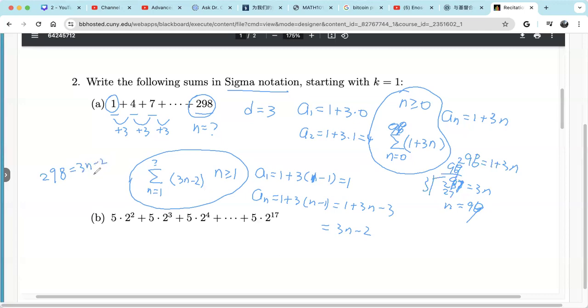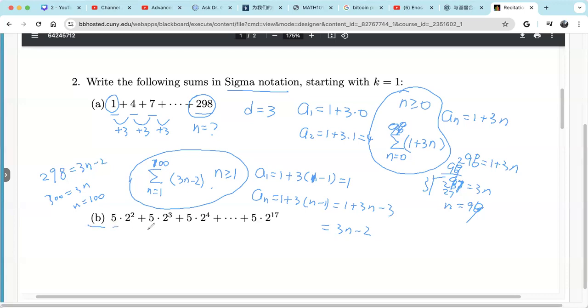Then we add 2 on both sides, we get 300 equals 3n. Then n equals 100, right? So change this question mark into 100. So if n starts from 1, then the upper limit is 100. So 3n minus 2. All right, so either answer is okay. Now let's see B.